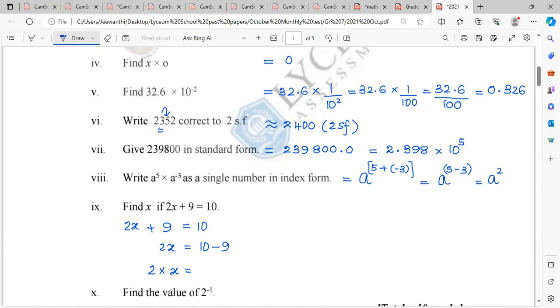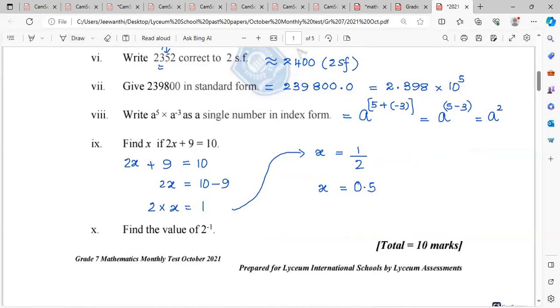10 minus 9, it is 1. So then what you can do, you write the x value, and it is 1 divided by 2. Either you can write that the x value is equal to half or 0.5. Both the answers are correct. If you have written half, that is fine, or else if you have written it as 0.5, that is also correct, right? So then we will move to the last sub question here.